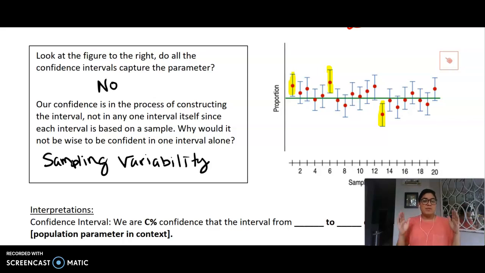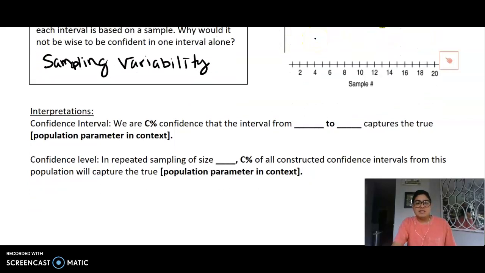The confidence interval is what we're doing. So each of these little spider-looking things is the confidence interval. That is our best estimate. The confidence level is that long-run average. How many of our intervals in the long run do we expect to capture the truth? So key distinction there. And we're going to use these sentence stems here.